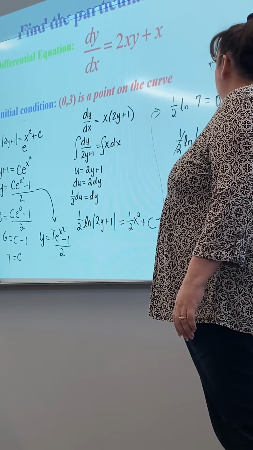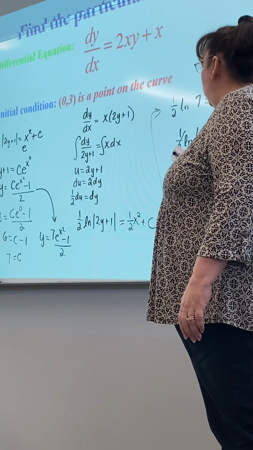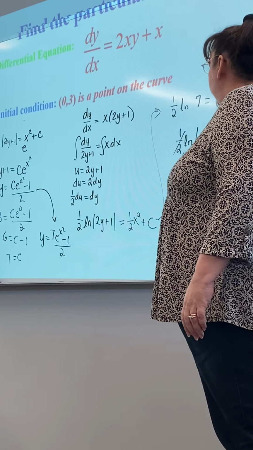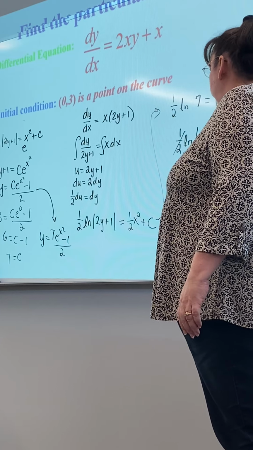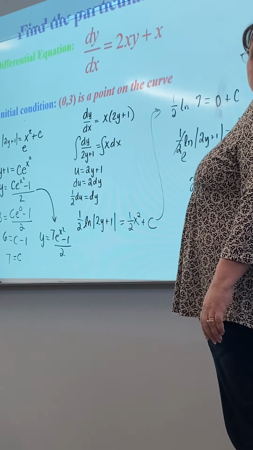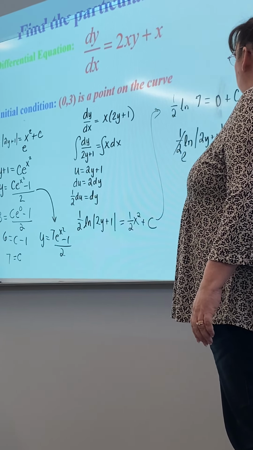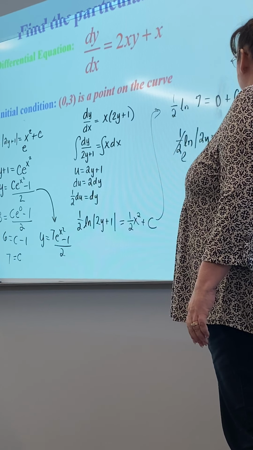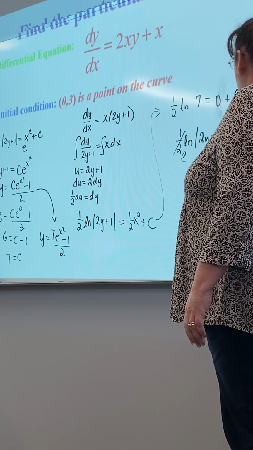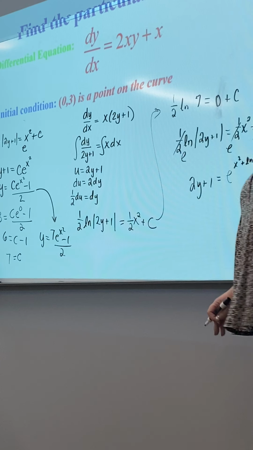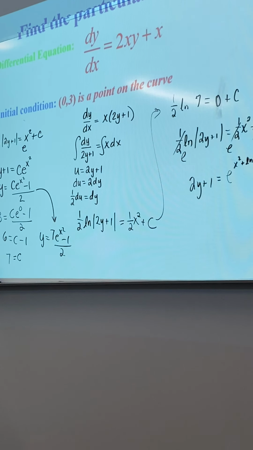And now I'm going to e both sides. So I get 2y plus 1 equals, now I have e to the x squared plus natural log of 7, like that. We're okay at e both sides? Everybody with me?